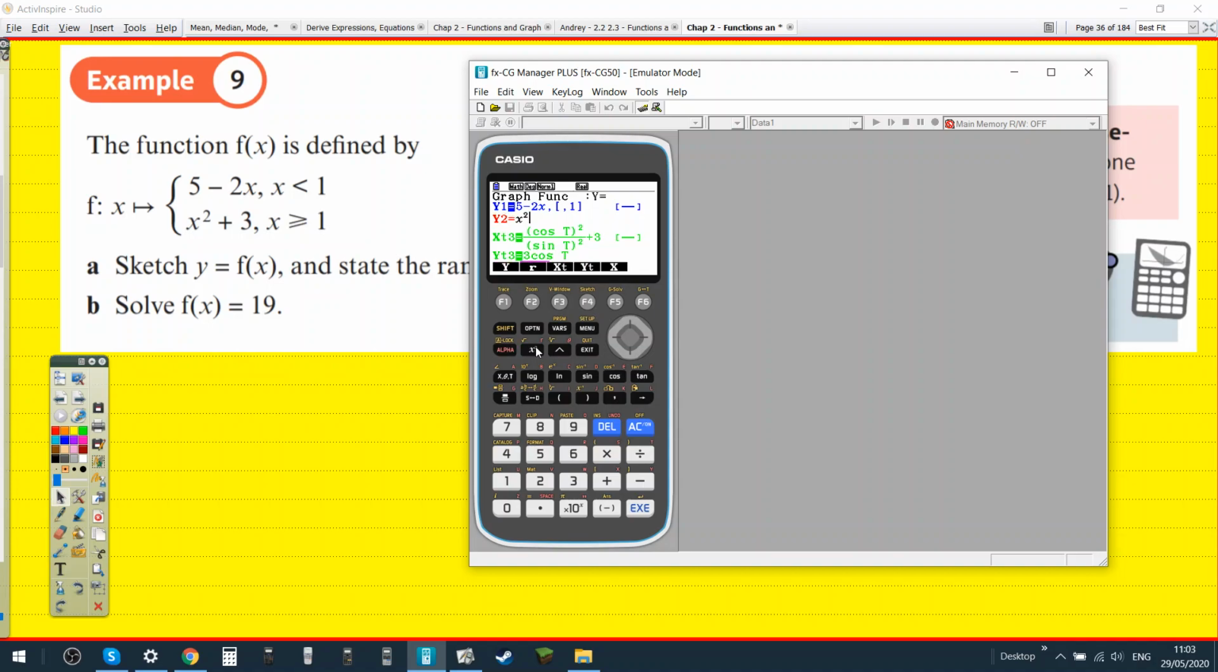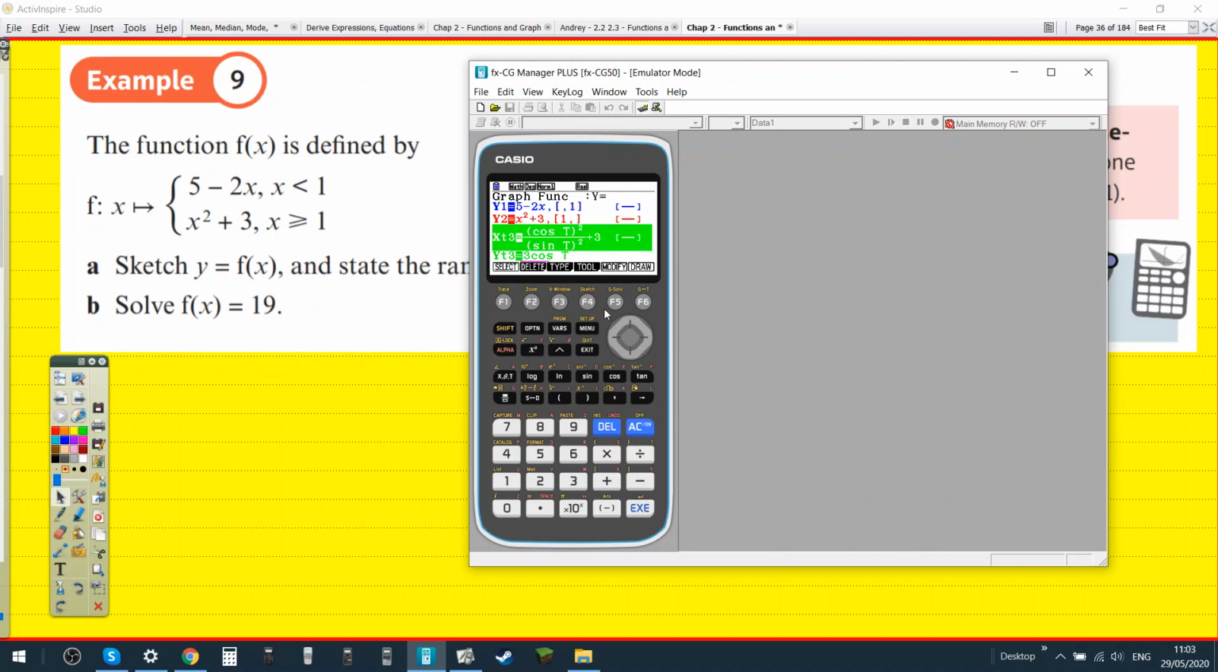x squared plus 3, comma, shift plus for square bracket. This time we're starting from 1, so 1, comma, and then positive infinity. You could do like 9999 or something, or you can just leave it blank and it'll just go forever in that direction. So shift minus to close it.